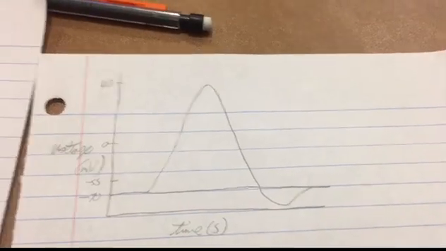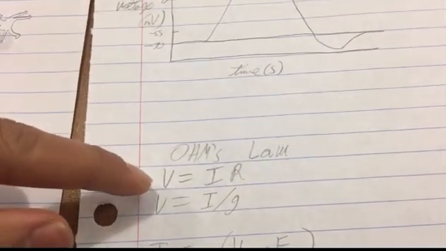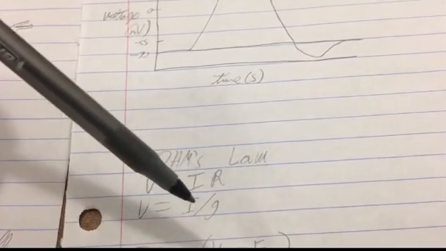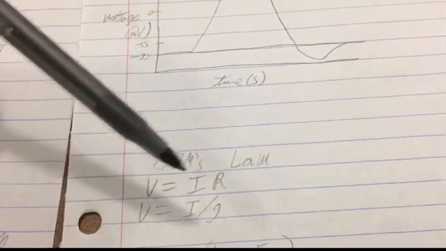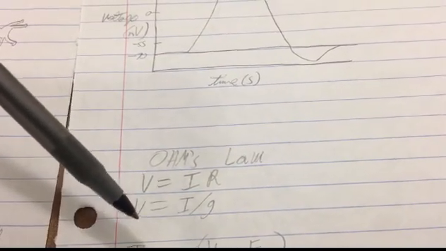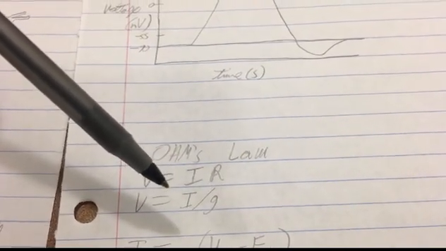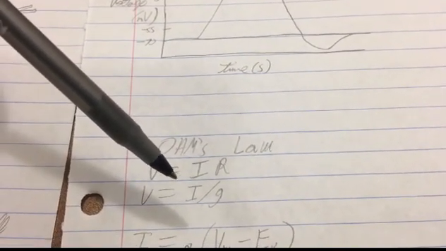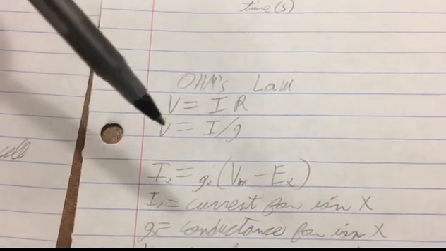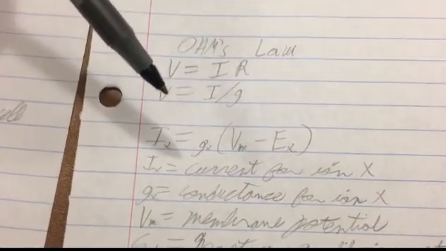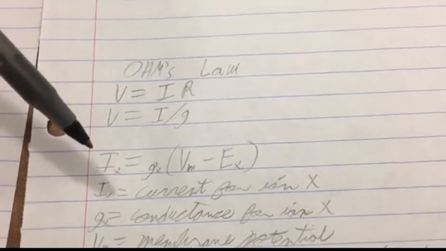and then the cell is ready to go through another cycle. All right, so how this all relates to Ohm's law. Ohm's law is voltage equals current times resistance. So we can rewrite that using conductance, because conductance is the inverse of resistance. So we can rewrite that to voltage equals current over conductance, which we can use to derive a formula that we use to measure current with respect to conductance and voltage across the cell membrane.